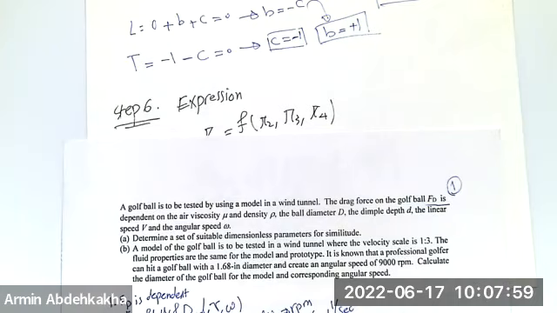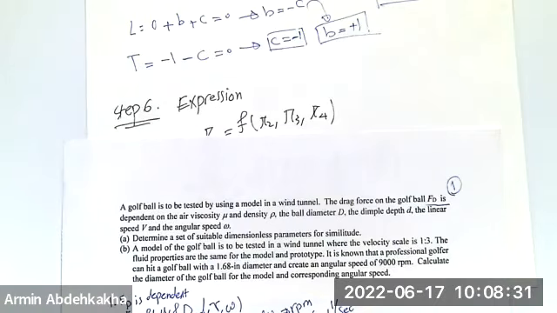It's given that a professional golfer can hit a golf ball with 1.68 inches in diameter and create an angular speed of 9,000 RPM, right? It's given to you what the real case can be. How they found it, I don't know, don't care. It's given, okay?